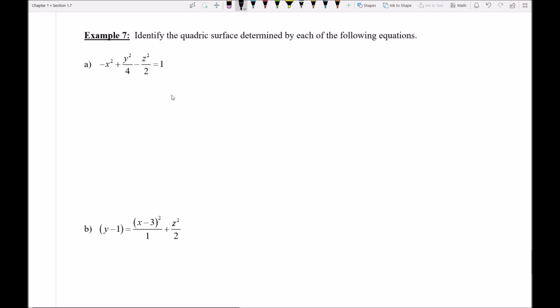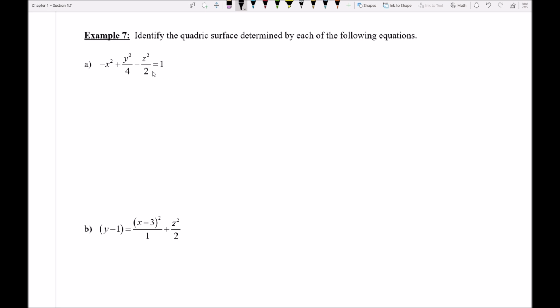If you'd like, you might want to try pausing the video right now and giving these a shot yourself. And then when you unpause the video, you could see me work through the solutions as well. So I'll let you choose what you feel is your best approach. Of course, there are worksheet problems associated with this section as well.